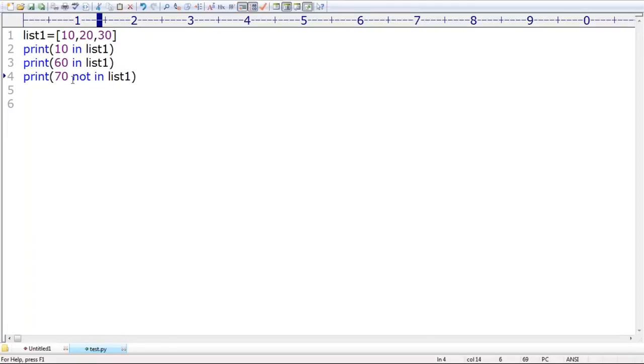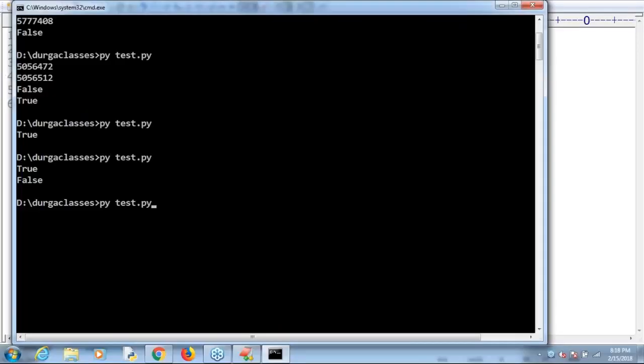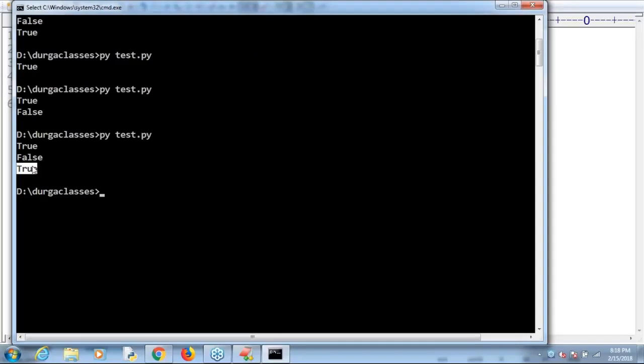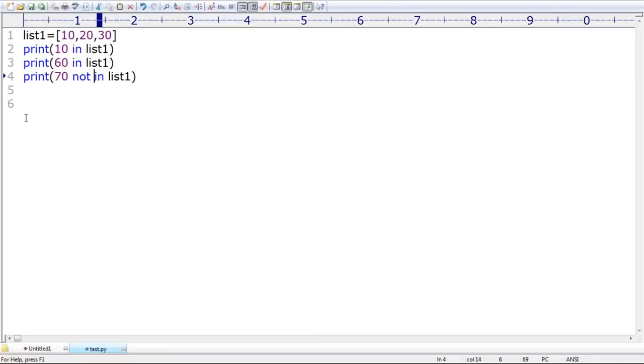What is the answer we are going to get? True, because 70 is not in list 1. By default we are going to get True itself as the answer. Everyone can understand? That's all, this is about membership operators, right?